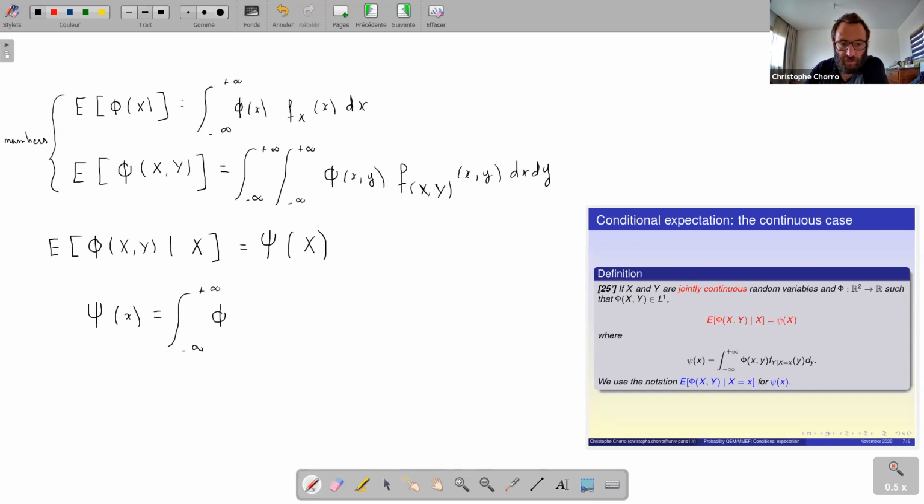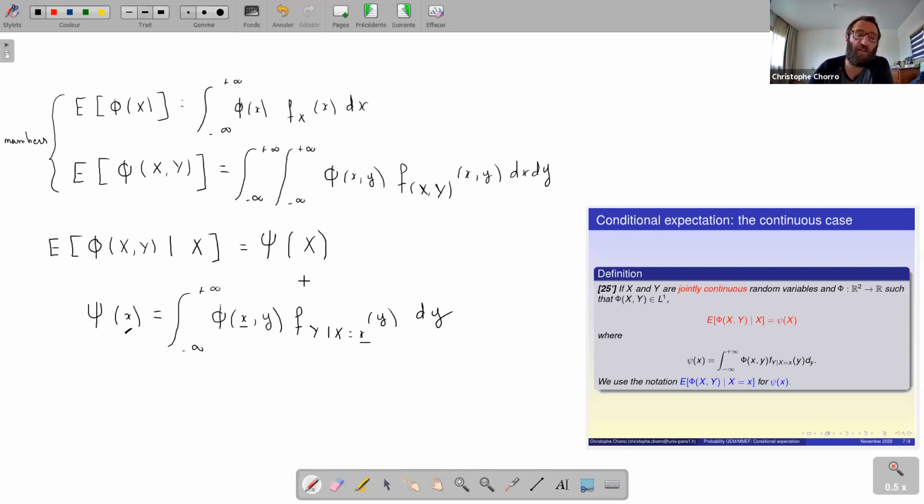Of phi of x, y with respect to the conditional density function of y given capital X equal to small x. And the integration here is with respect to the variable y. So you see that the small x that you have here is here and here. It's something that is fixed in the computation of the integral. So computing conditional expectation in this case would just be computing integrals.